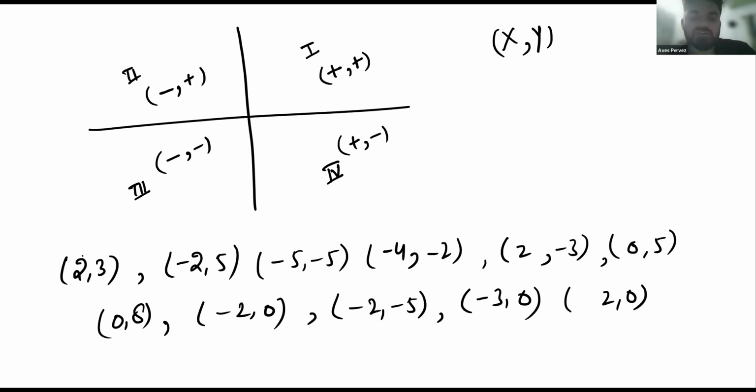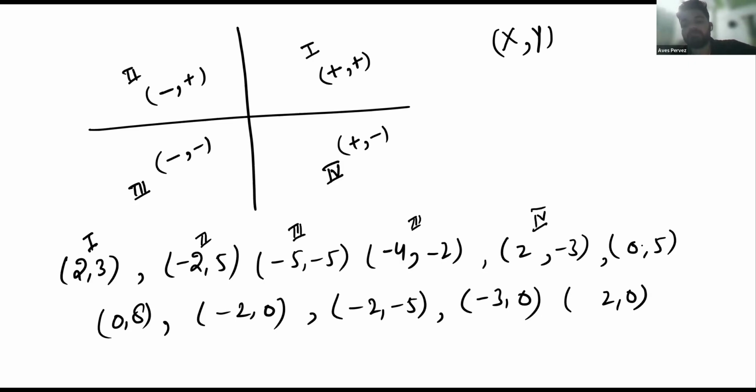Okay, tell me where these coordinates are going to lie. The first is in the first quadrant. Where will this one lie? Second, this will lie in the second quadrant. This one, third. This one, third. This one, fourth.